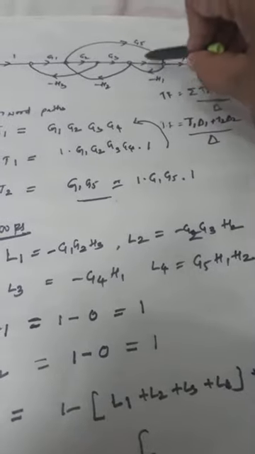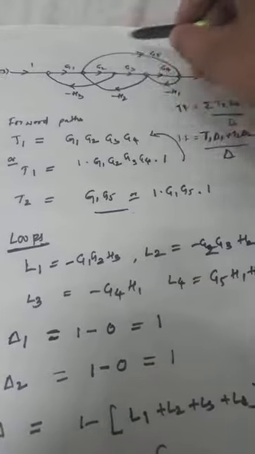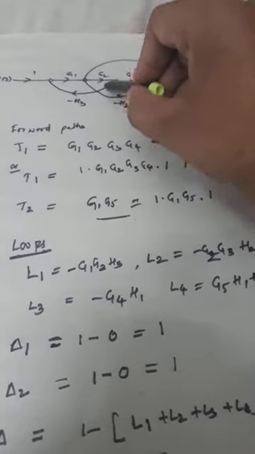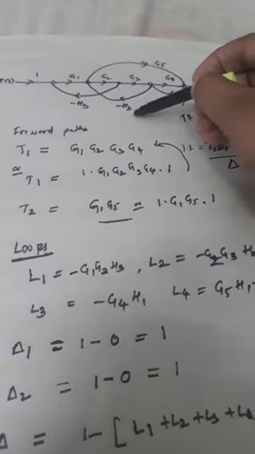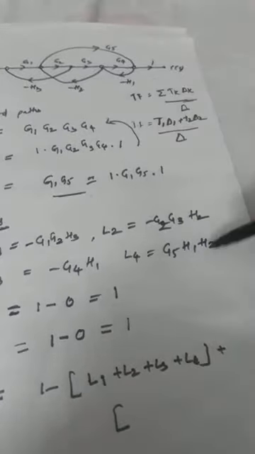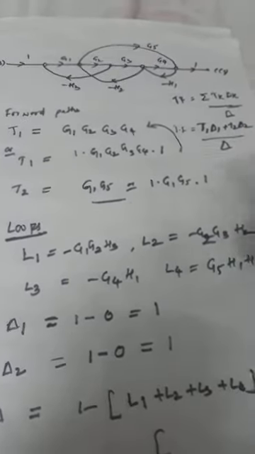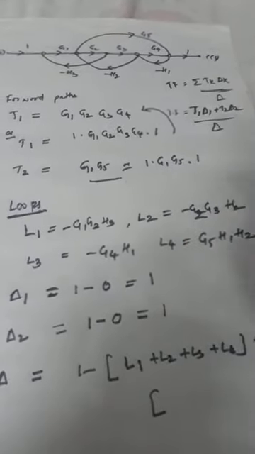Third loop, again, is g4 into minus h1. The third loop is g4 into minus h1. Then the fourth loop is this g5, which moves in this direction, and this path moves in the reverse direction. The fourth loop is g5 into minus h1 into minus s2. That can be written as g5 h1 s2, because minus into minus is plus. Check for any other loops. We will not get any other loops here. We should very carefully check for the number of loops. Here the number of loops we got is 4.